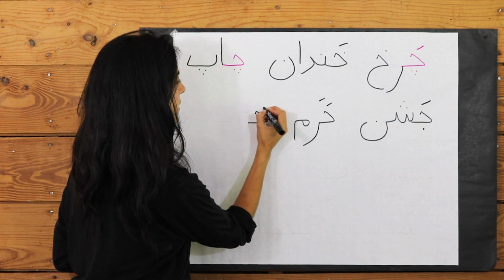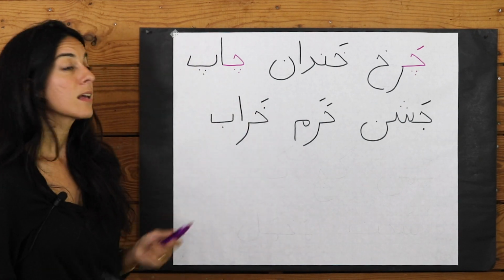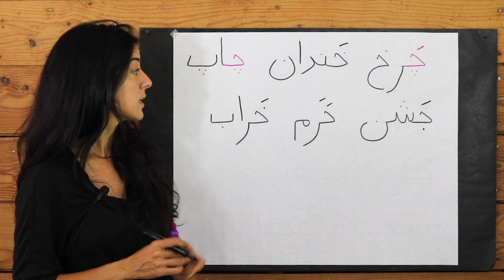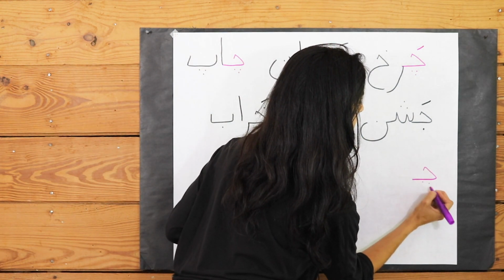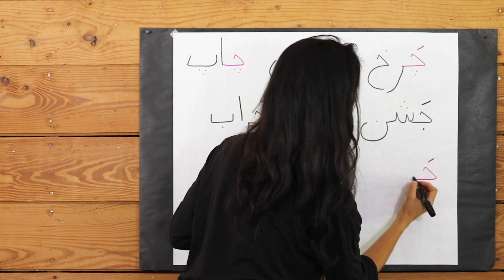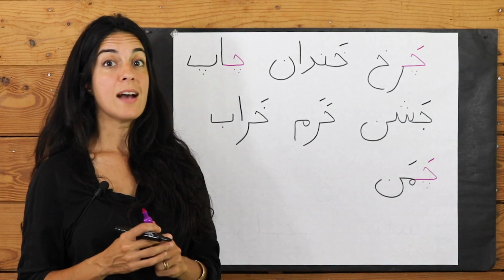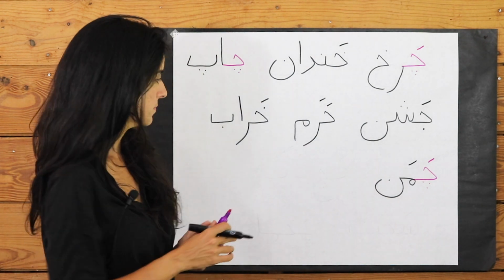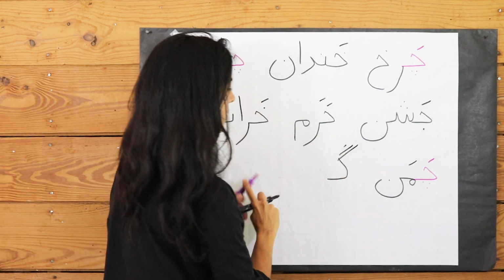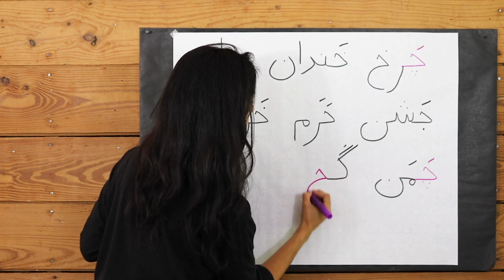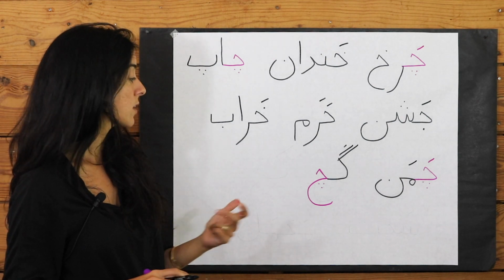Let's go back to our khe. This is kharab, which means messed up. Kharab. Here we have the word for grass, chaman. We haven't seen that letter in a while. And that is ge, so that is gach, which is chalk, gach.